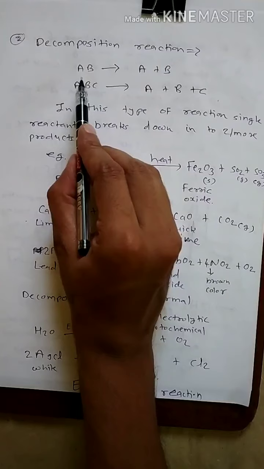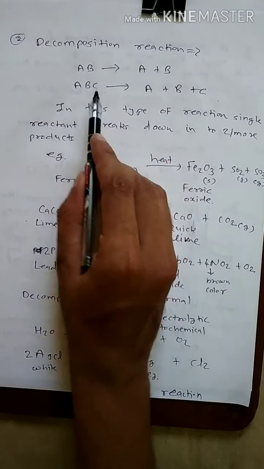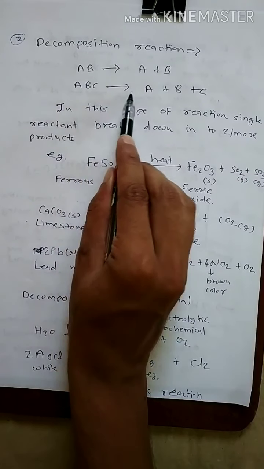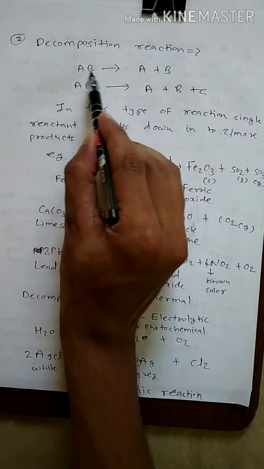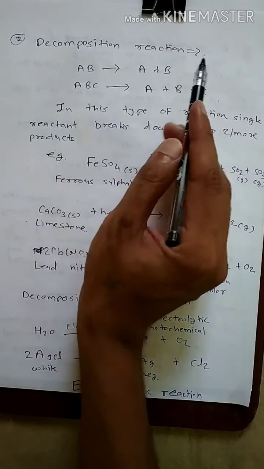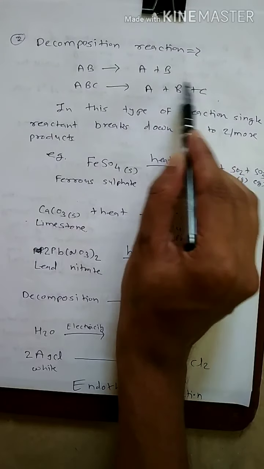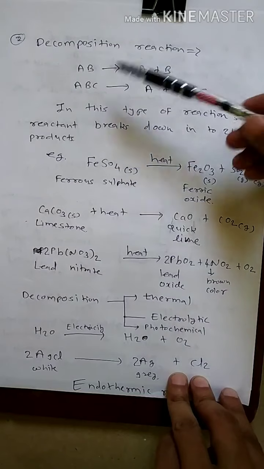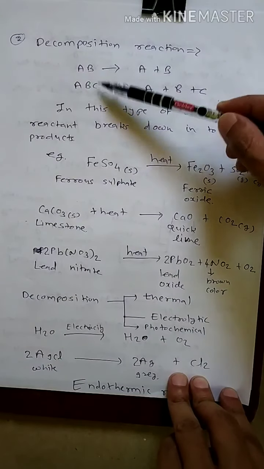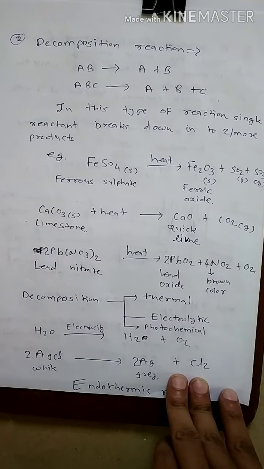So in general form I have written here, AB gives A plus B, or ABC gives A plus B plus C. The reactants are AB and ABC, and the products are A and B in the first reaction, and A, B and C in the second reaction. So you can see here AB and ABC decompose into their parts.